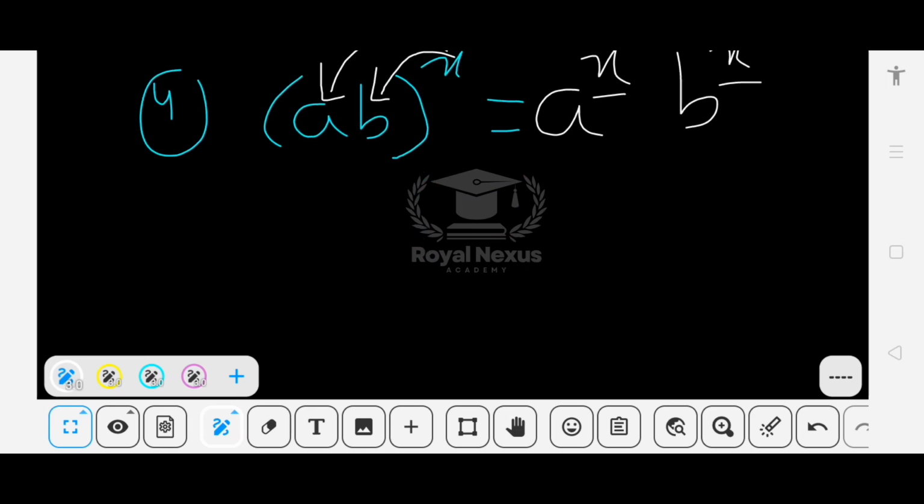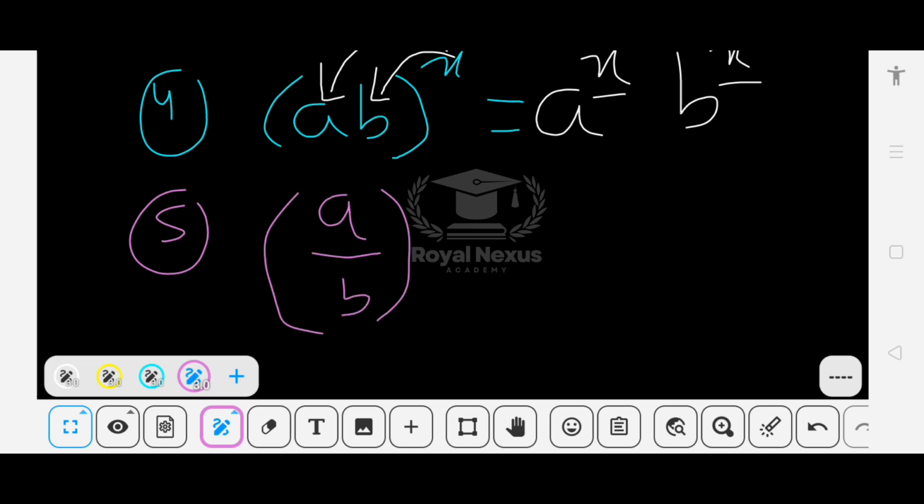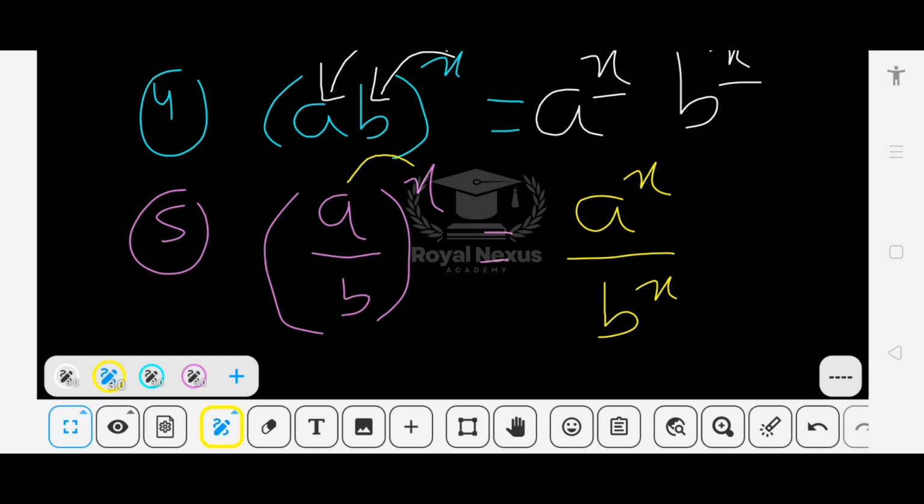Moving on to the fifth rule of indices. The fifth rule of power states that when a divided by b, the whole raised to the power x, if you want to open the bracket, it will be a raised to the power x over b raised to the power x. This rule of power is called the power of a fraction rule. So when you open the bracket, this x will be on this a as well as on this b.